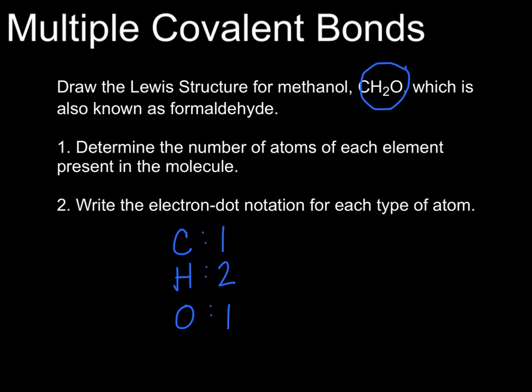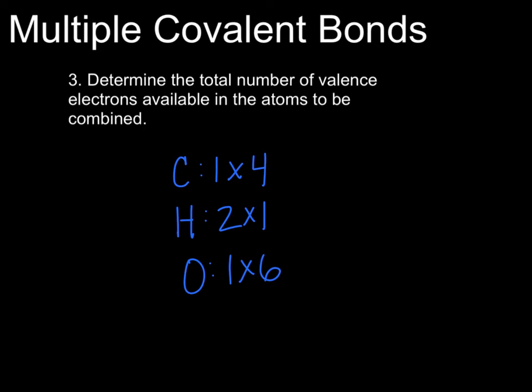Again, looking at the formula, there's 1 carbon, 2 hydrogens, and 1 oxygen. Then we have to look at the number of valence electrons for each element. Carbon has 4 valence electrons, hydrogen has 1, and oxygen has 6. So now we need to do the math. 1 times 4 is 4, 2 times 1 is 2, 1 times 6 is 6, and when we add those up, we get a total of 12 electrons. This is the number of dots that we need to have in our finished Lewis structure: 12 dots, or 12 electrons.